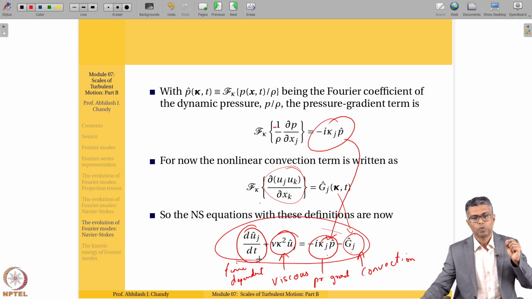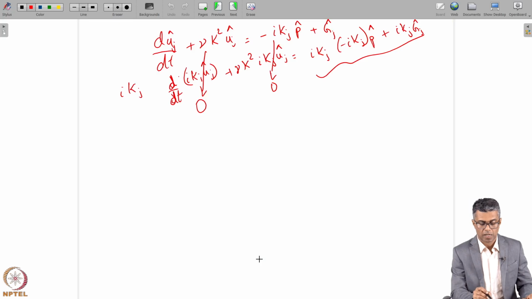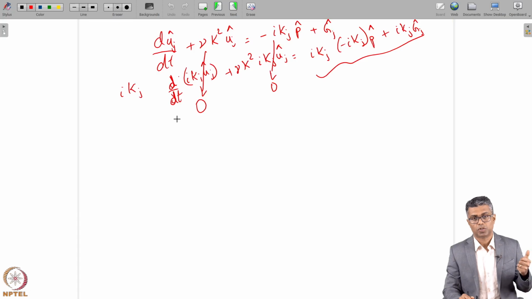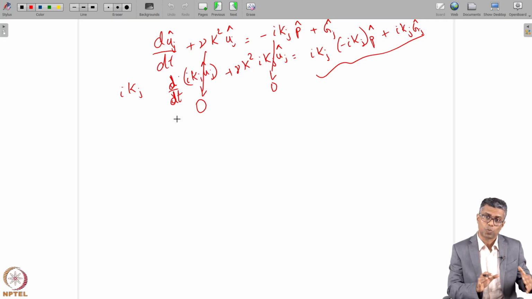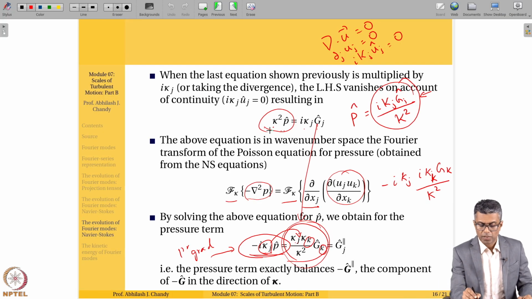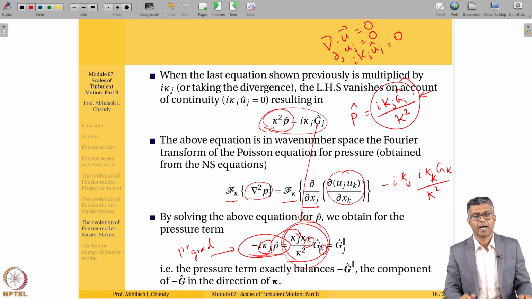Then what we did was we took the divergence of the Navier-Stokes equations, as you can see here. The time-dependent term went to 0 because of invoking continuity, and the viscous term went to 0, invoking continuity again. This is what would happen in physical space equations as well. Then on the right hand side, you have the pressure gradient term and the i kappa j times gj hat. So what ends up happening is, this is what you get: kappa squared p hat is i kappa j gj hat.